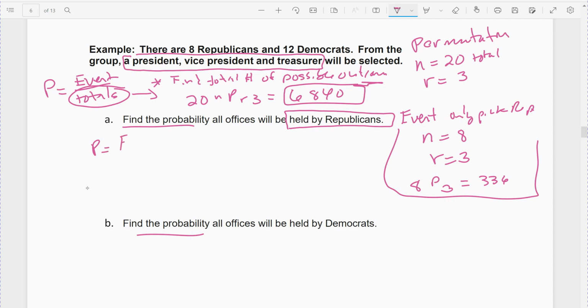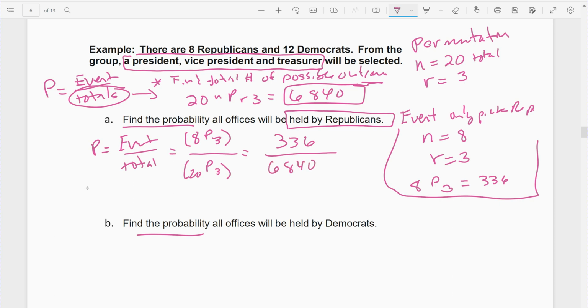So the probability, event over the total. You could fill out the permutations if you wanted to on your calculator. So if you use just the permutations formula, up top would be 8 permutations, choose 3, divided by 20 permutations, choose 3. Or you could type the numbers in. The event was 336 groups are held by Republicans out of my 6,840 total. Which, again, that reduced fraction is 14 out of 285. And I'm just going to leave the reduced fractions.